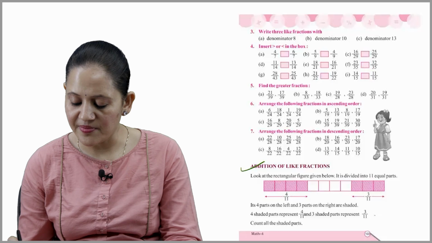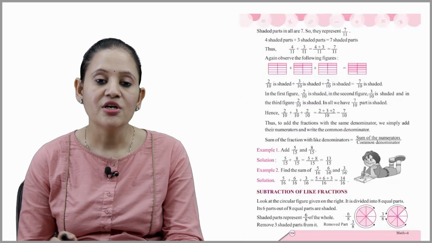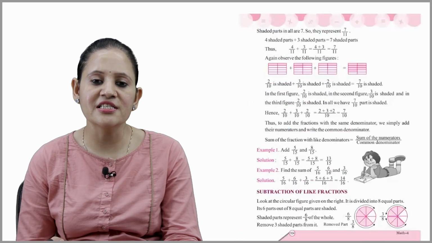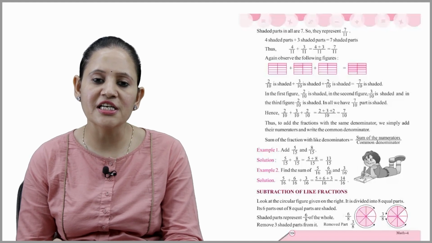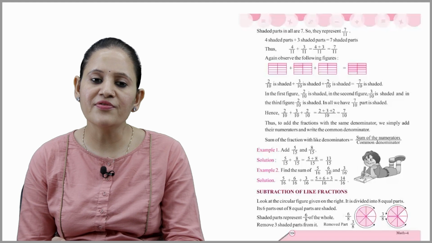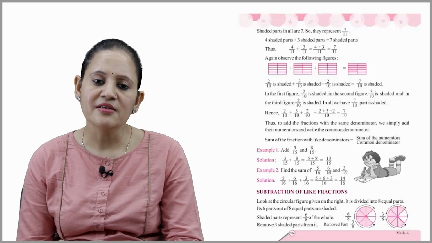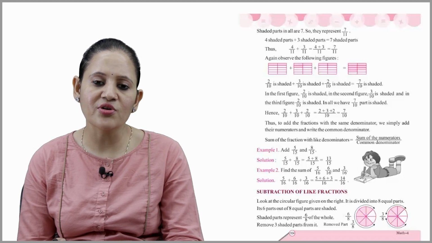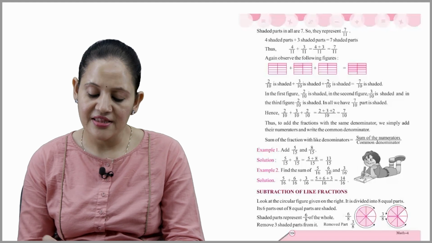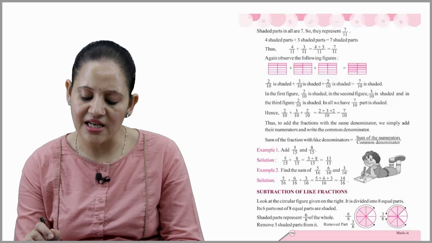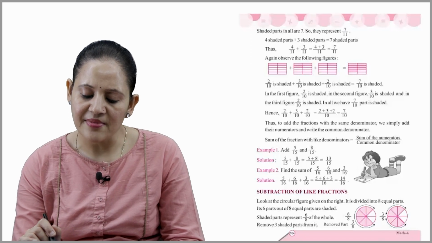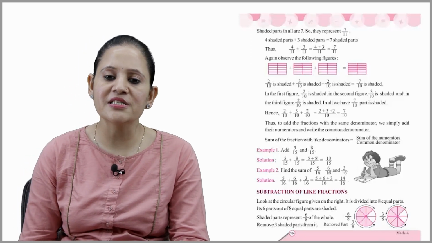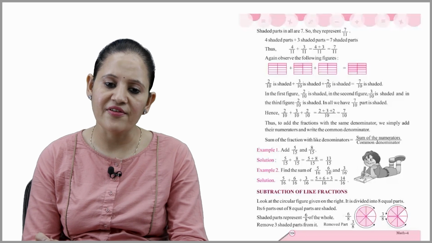Count all the shaded parts. So shaded parts in all are 7. So they will represent 7 upon 11. Total shaded कितने हैं? 7 out of 11. 4 shaded parts plus 3 shaded parts. Total कितने हो गए? 7 shaded parts. Thus 4 by 11 plus 3 by 11 equals, denominator same है, तो simply we'll add the numerators. 4 plus 3 upon 11, that is 7 upon 11.